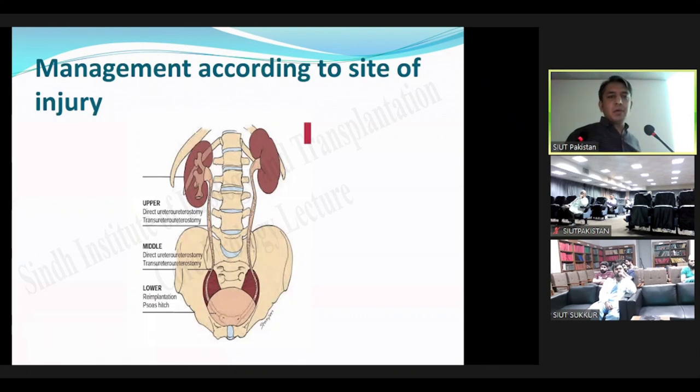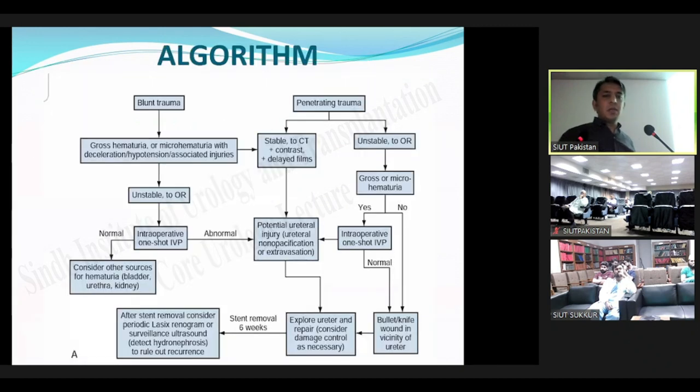This is the same algorithm which we have already discussed. And the algorithm for the type of injury, these are things we have mentioned. If there is blunt trauma and there is gross hematuria or microhematuria with deceleration injury, and the patient is unstable, then an intraoperative one-shot IVP is done. If it is normal, then consider other sources of hemorrhage. It means there is no ureteric injury. But if it is abnormal, then a potential ureteral injury is present, and then we will explore and repair, considering damage control surgery as the patient is unstable.